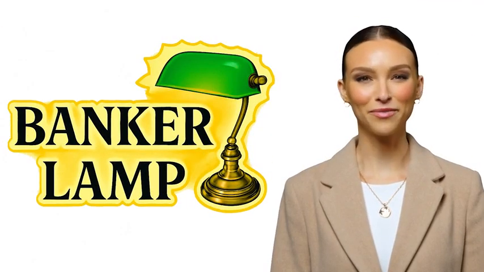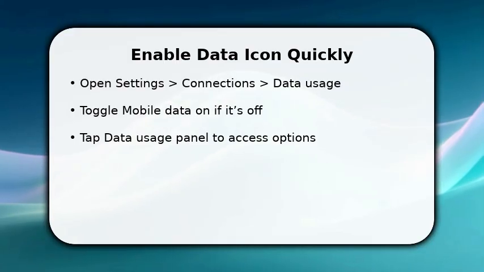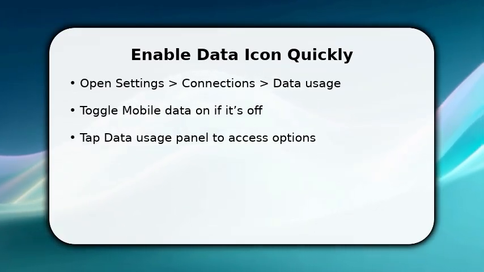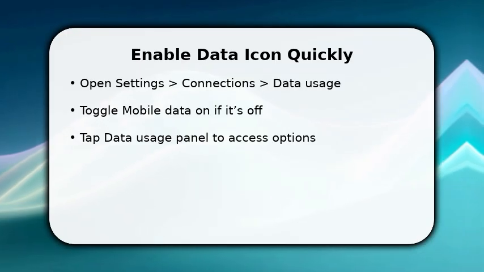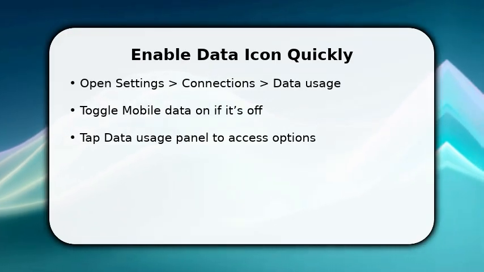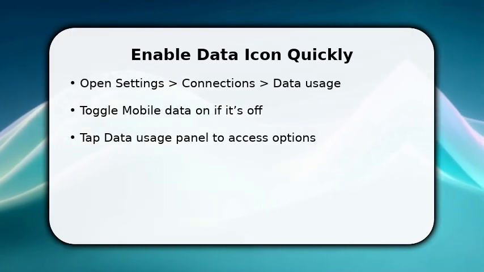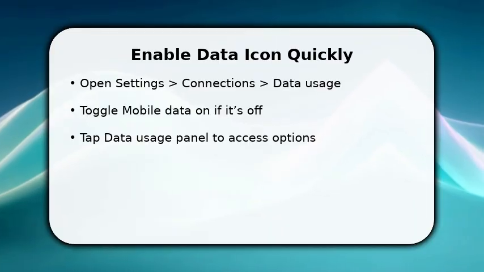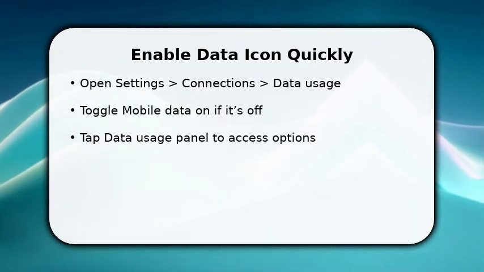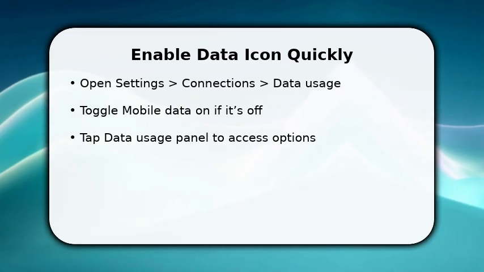Please enjoy the video. You start by enabling the data controls so the status bar can report usage. Open Settings, then Connections, then Data Usage. You must have mobile data turned on because the system reads that state to show any data icon. Once done, tap the Data Usage panel to reveal per app counters and the usage icon options.